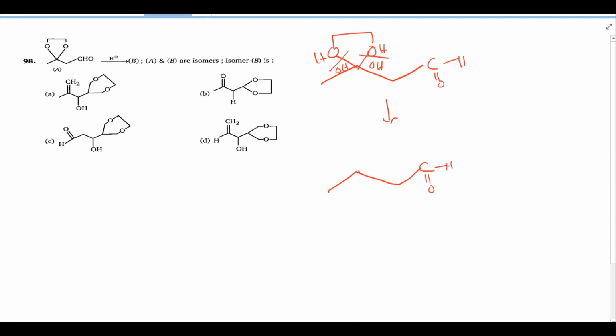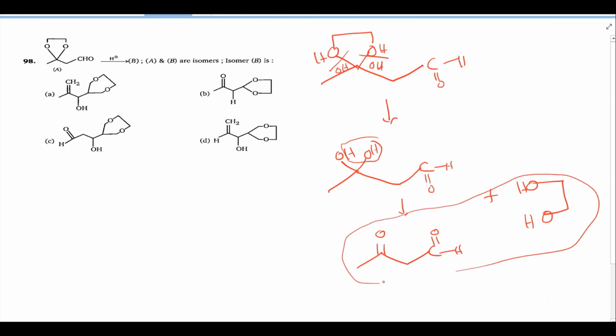So then the product, here OH is there, here OH is there. Then what is the part eliminating? So water is going to eliminate. Here there is a double bond O. Now what is the byproduct here? The byproduct is again ethylene glycol. So these two will again react in acidic medium, because they mentioned it is acidic medium, A and B are isomers.